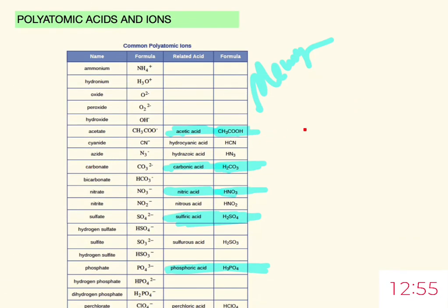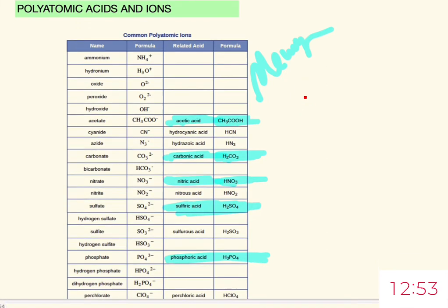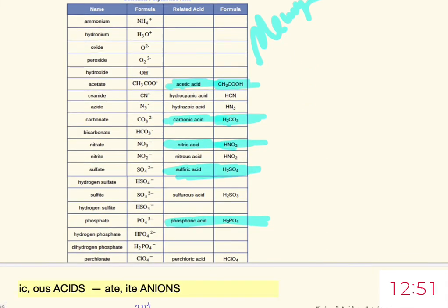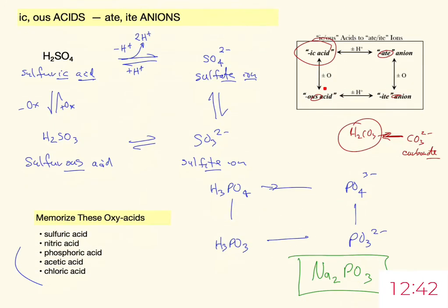There's some 6 or 7 acids you're supposed to memorize. Here's 5 of them: phosphoric, sulfuric, nitric, carbonic, and acetic. I forget what the other 2 are. We'll see in a minute.